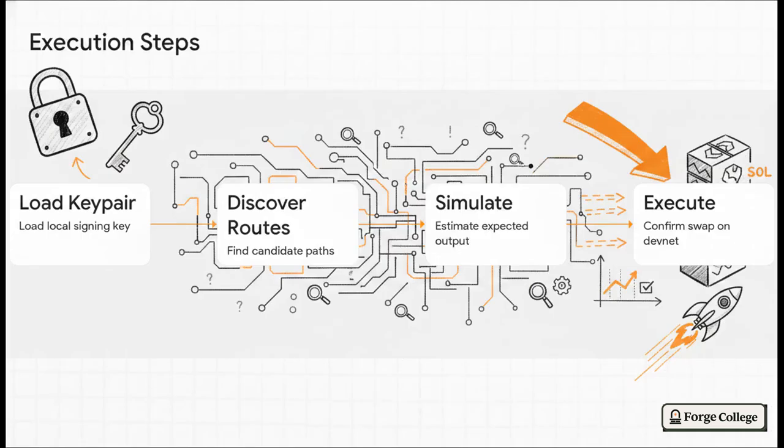Now, the journey of our trade follows 4 incredibly precise mechanical steps. First, we load our local signing key. Second, we ask the network to discover the best routes. Third, we simulate and score those routes to find the absolute winner. And finally, step 4, we execute. It moves all the way from user intent straight to a confirmed block on the Solana devnet, and it follows this exact path every single time.